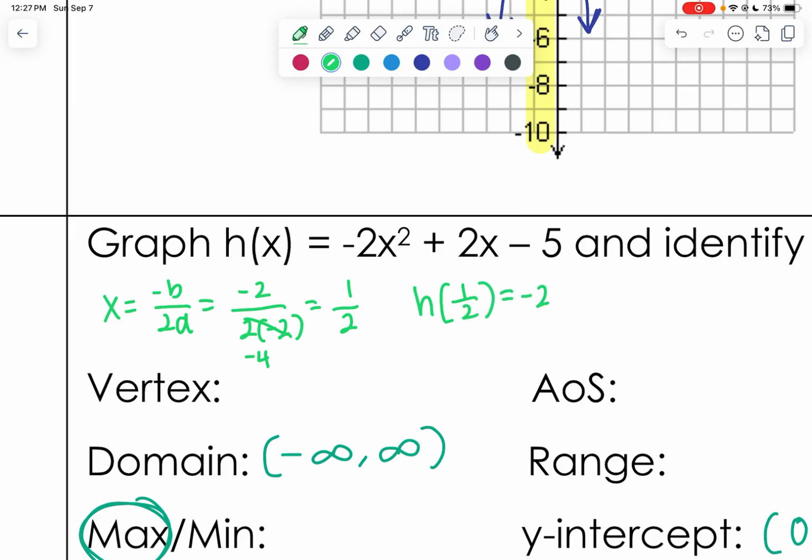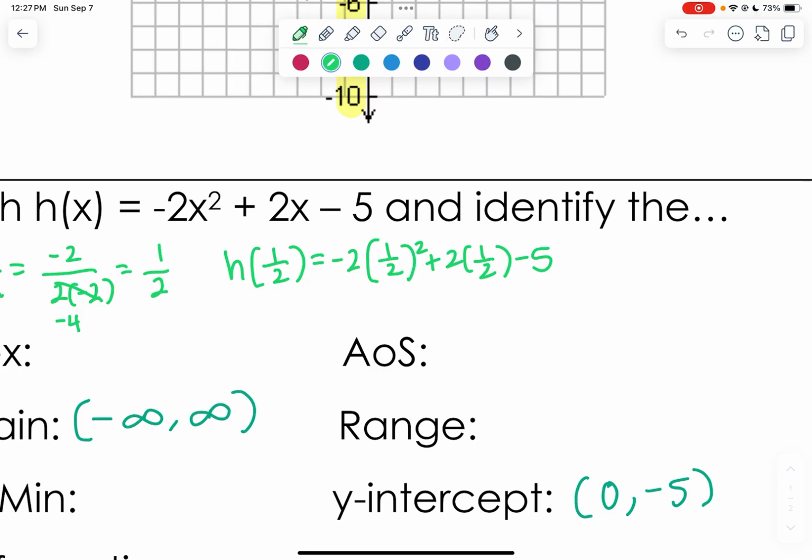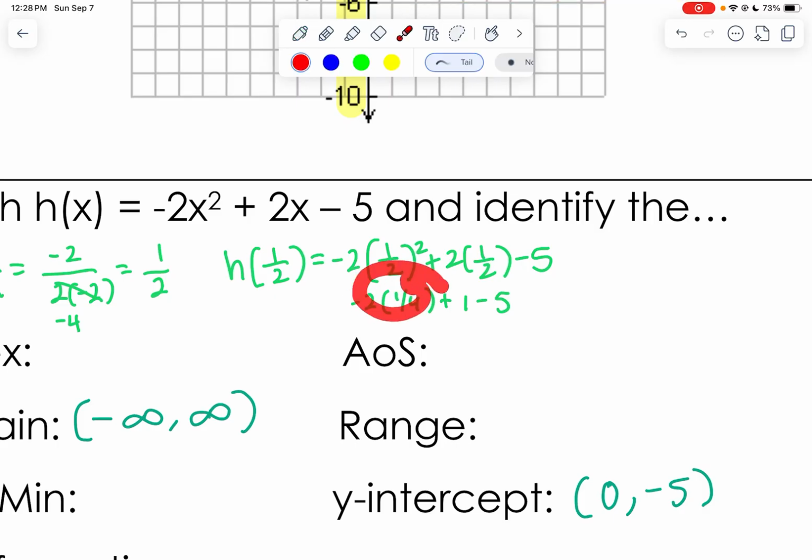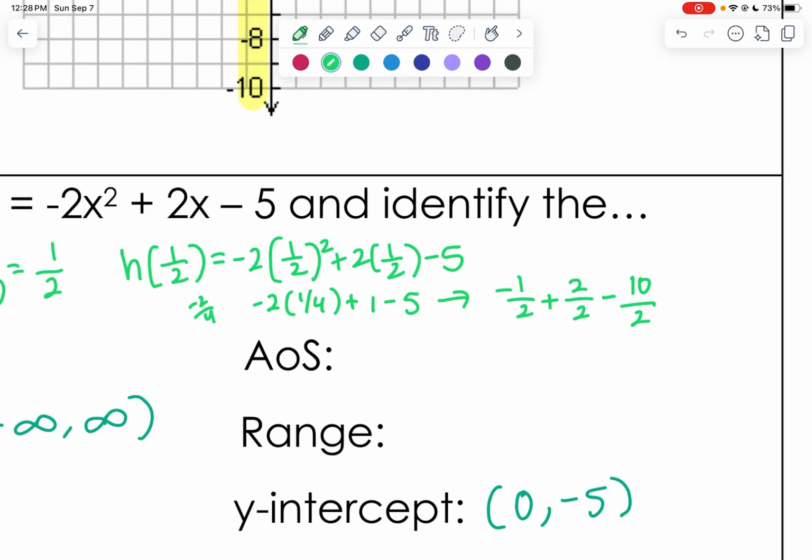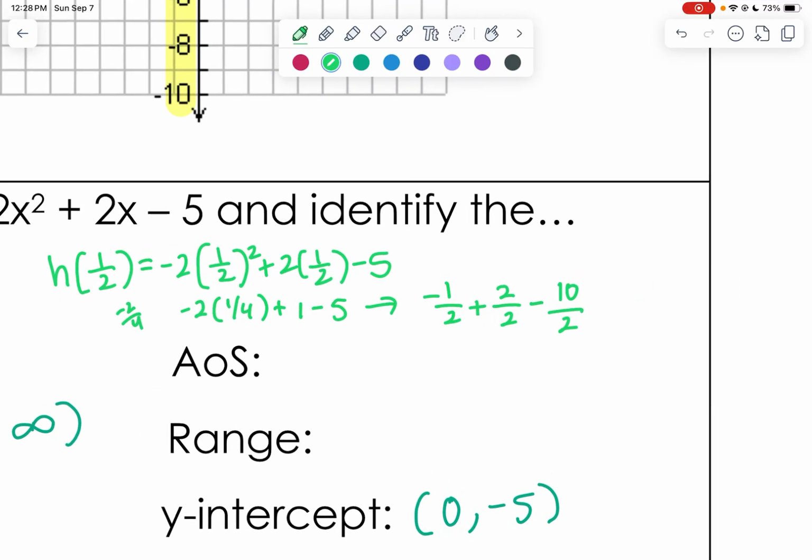So that would be -2 times 1/2 squared plus 2 times 1/2 minus 5. Okay, 1/2 squared would be 1/4. So then I have -2 times 1/4 plus 2 times 1/2 is just 1 minus 5. And then I'm going to convert everything to fractions. -2 times 1/4 would be -1/2. That'd be -2/4, which is just -1/2, plus 1, which would be 2/2, minus, not 5/2, but that would be 10/2, because 10 divided by 2 is 5. So I have -1/2 plus 2/2 minus 10/2.